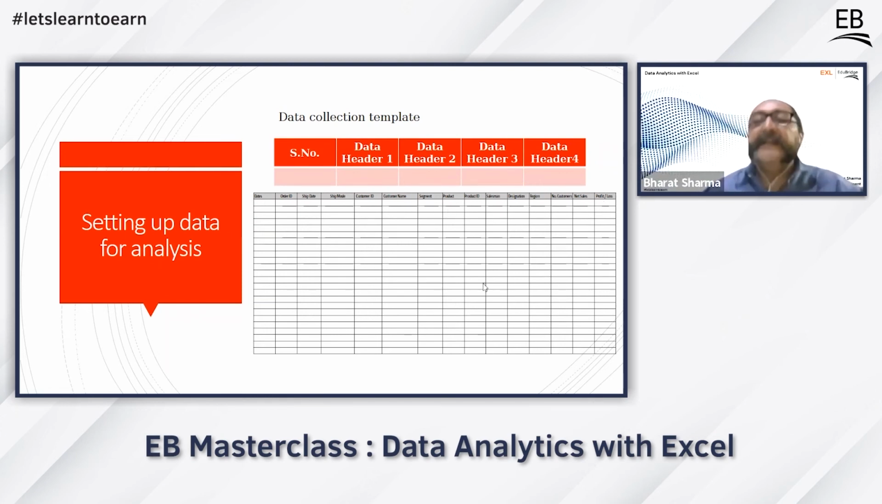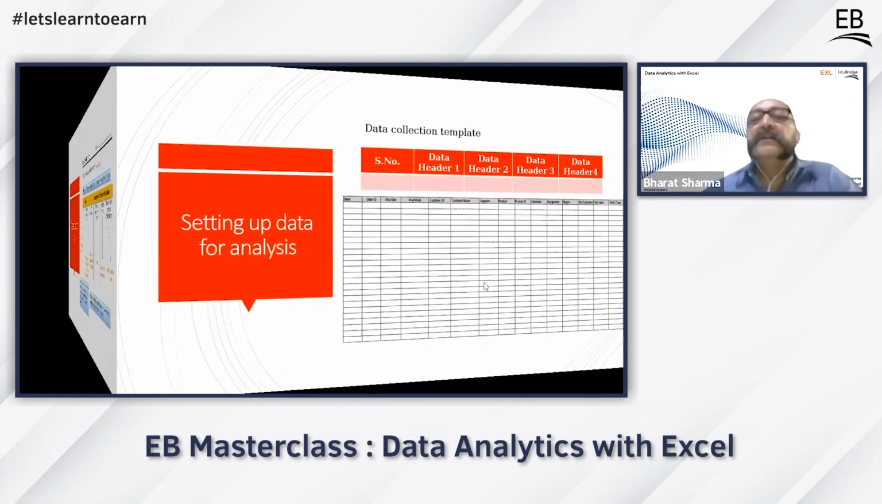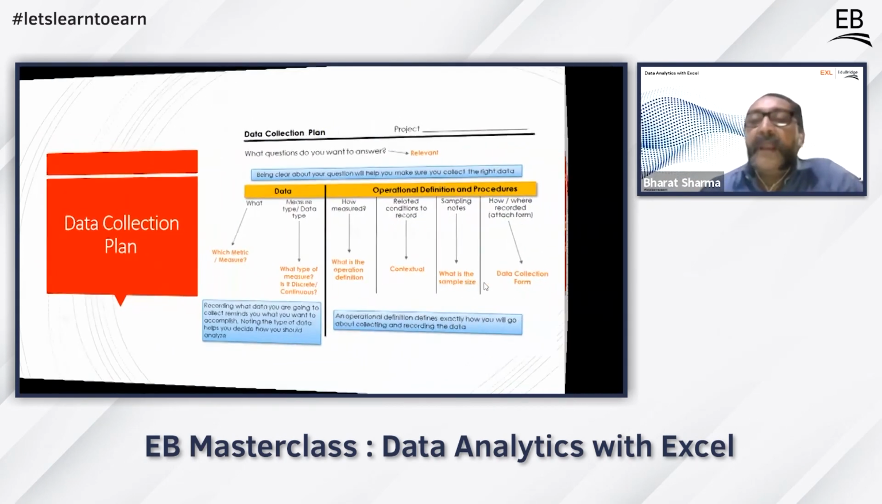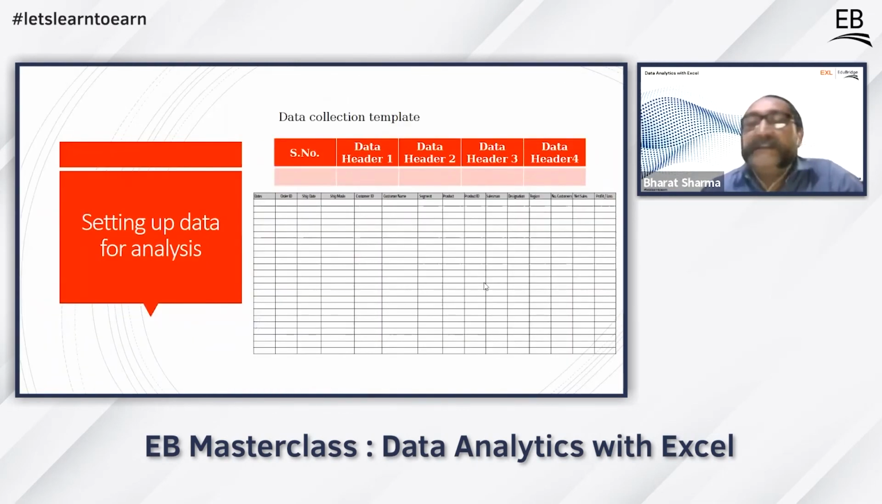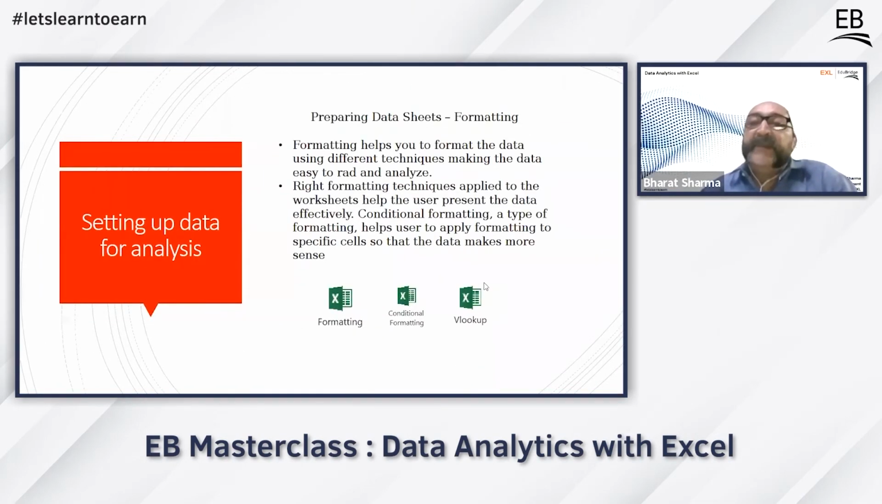So we create a template, give it to everybody in the team who is doing data collection, so that everybody comes back with the same data. And we decide how many data points we need. We need 200 points, 1000 points, last 3 months points, last 6 months points. So that is decided as part of your data collection plan. And once we have this data, then we prepare our data sheets and we start with formatting.